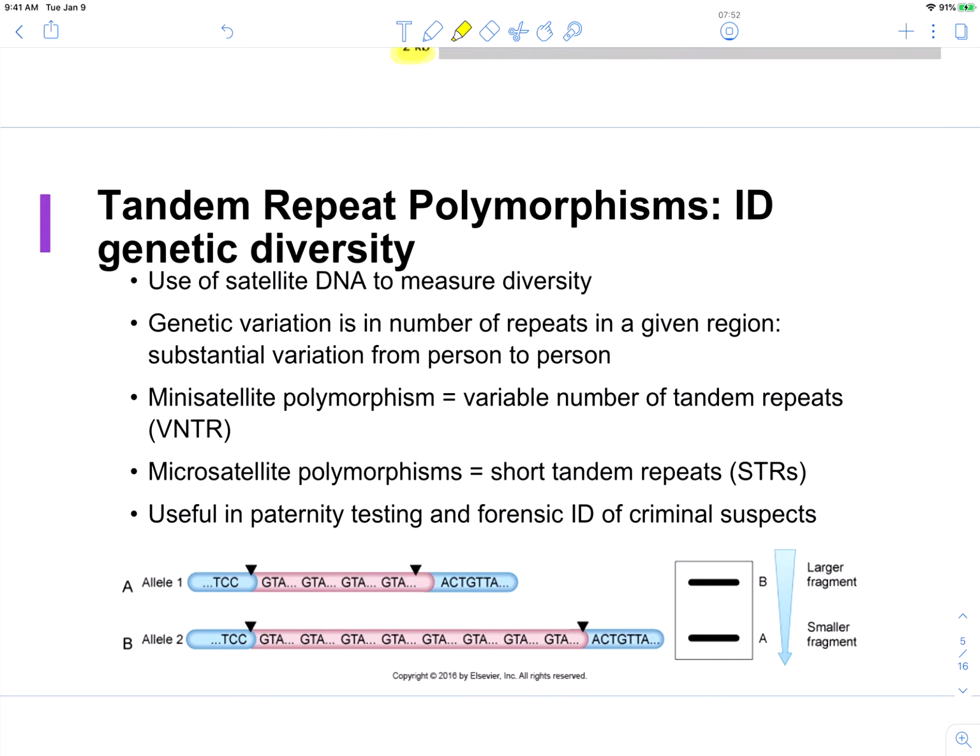All right, so other uses for cloning are to identify tandem repeat polymorphisms. You can use satellite DNA to measure diversity. The variation is in the number of repeats within a different region, and this has substantial variation from person to person. Minisatellite polymorphisms are going to have variable number tandem repeats. Microsatellite polymorphisms are going to have short tandem repeats. And these polymorphisms are useful in paternity testing and for identifying criminal suspects.